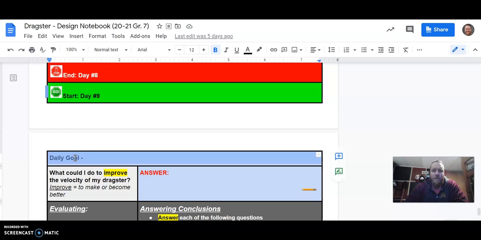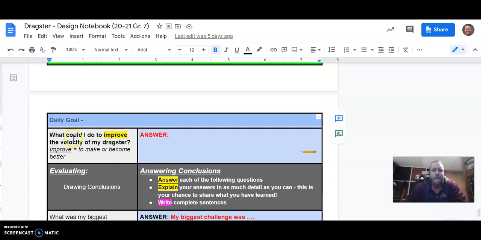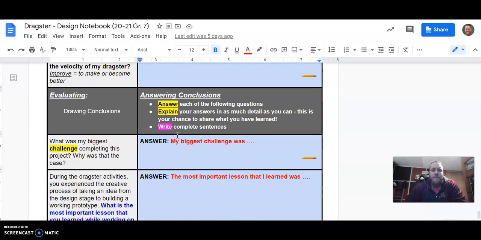So again, you are working on answering these conclusion questions. So what would be your goal? Again, as you reflect, how could I improve the velocity of my dragster? How could you make it better? That's the question that you are seeking to answer here today as you reflect back and you think back about this project. All right. As we answer conclusion questions, make sure you answer each of the questions, explain your answers in as much detail as you can, and write complete sentences as you go.